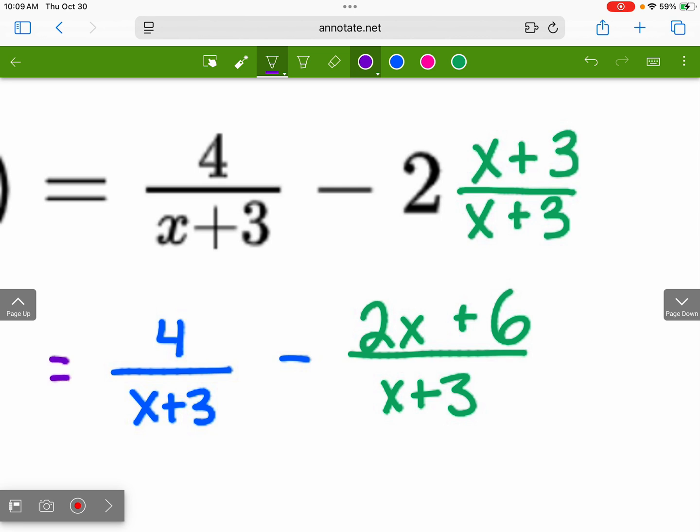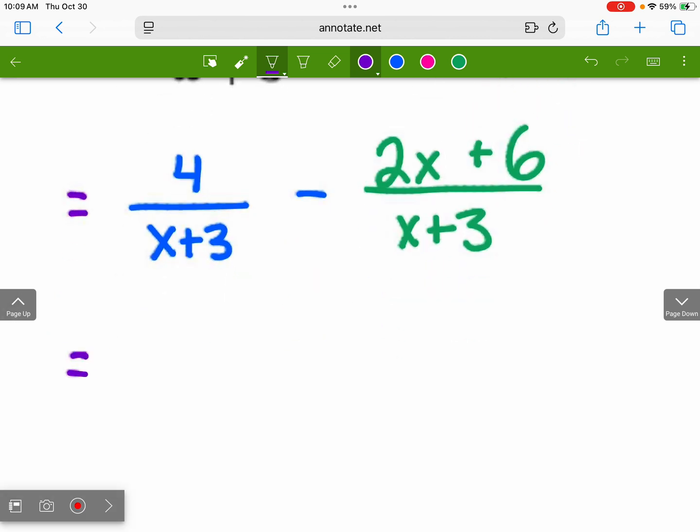Now that they have that common denominator, we can smush them together. And we need to be super careful because we are subtracting here. What is 4 minus 2x plus 6? What do we get when we simplify the numerators?